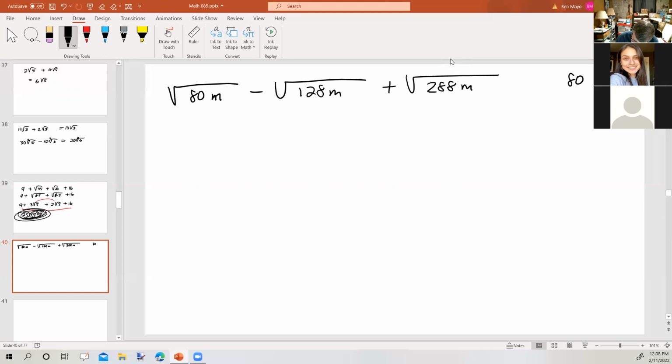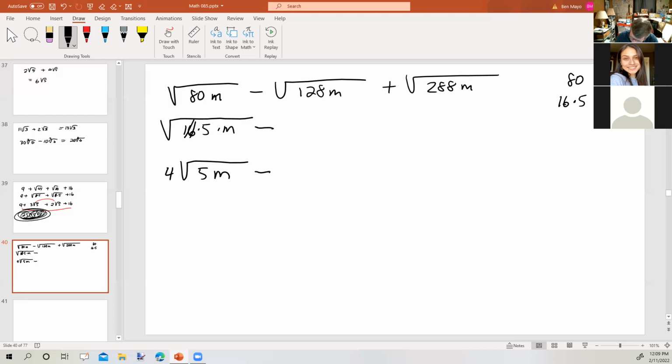80, let's see. Oh, what's a perfect square that's in that? 16. Now, if you didn't see that, you could break 80 down into prime factors all the way down, and you'd get 2 to the 4th power times 5. Okay. So this would be 16 times 5 times m, which becomes 4 square roots of 5m. Okay, so far? So I simplified that radical as much as I could.